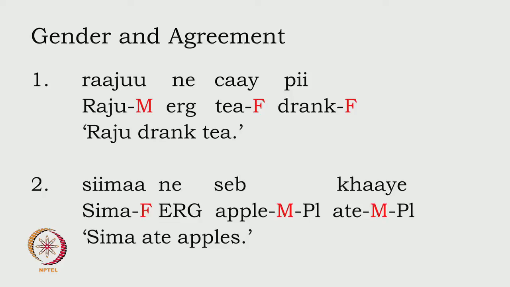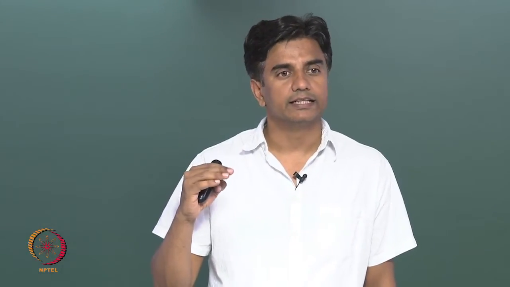the words that you see, such as Raju, chai, and what is the verb there in sentence number 1? The verb is peena, right? Pee, Seema, seb, khana. The words that you see in these sentences are called lexical items. They belong to the group that is called lexical categories. And the things that we do not see clearly, the elements that are responsible for agreement and some other stuff, are called functional categories.